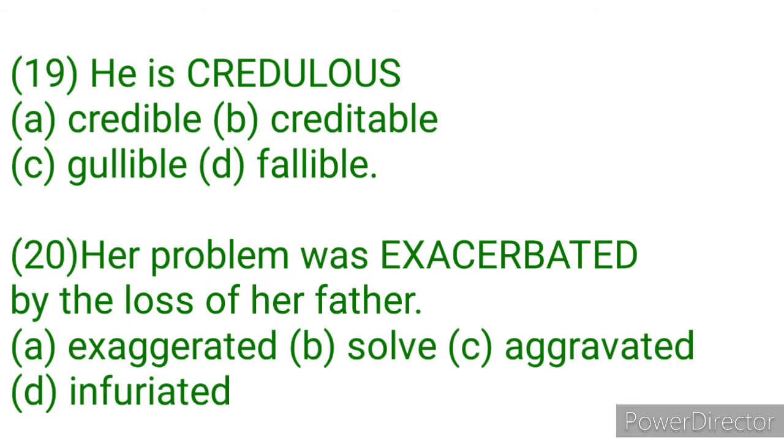Gullible is the same thing as credulous. Fallible, option D, means to be capable of making mistakes or being wrong. So this is not the correct answer. Option C, gullible, is the correct answer.